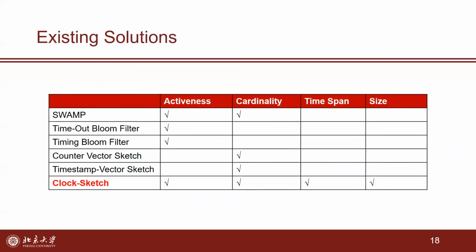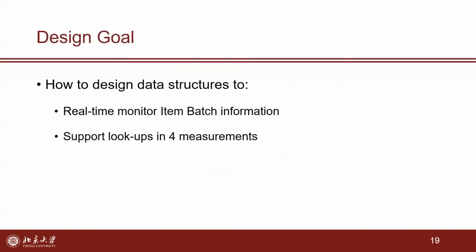Unfortunately, existing solutions can only solve 1 or 2 among all these 4 tasks. In this paper, we propose clock sketch, which can solve all of them at a time. The design goal is to design data structures to real-time monitor item batch information and support lookups in full measurement, because real-time information is always more important, for example, in burst detection.